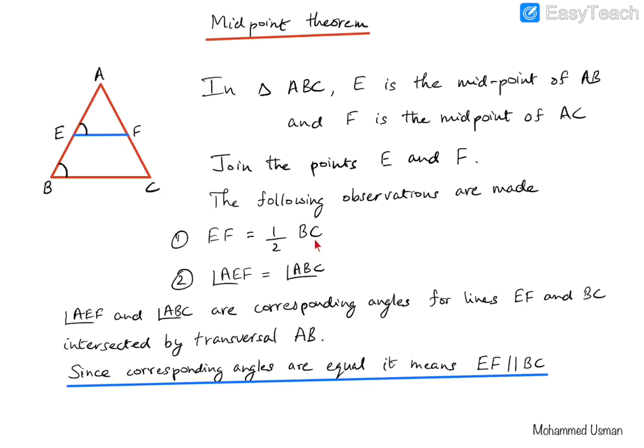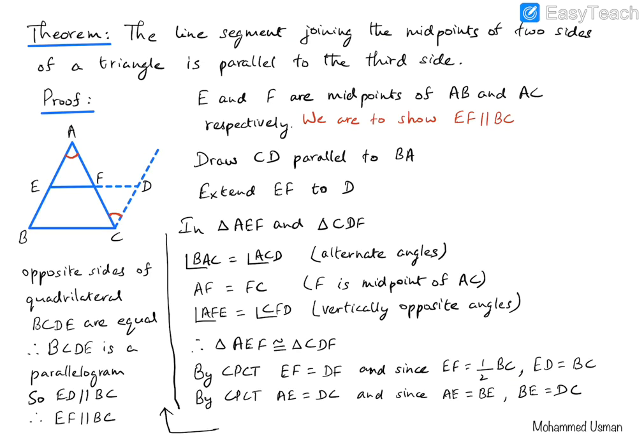The first observation is that the line segment joining the midpoints of 2 sides of a triangle is half the length of the third side, and secondly, that line segment is also parallel to the third side. So these are the observations that are made with regards to a triangle when we join the midpoints of 2 sides. Now let us formally state the midpoint theorem. It states that the line segment joining the midpoints of 2 sides of a triangle is parallel to the third side. So we will prove this by using this construction.